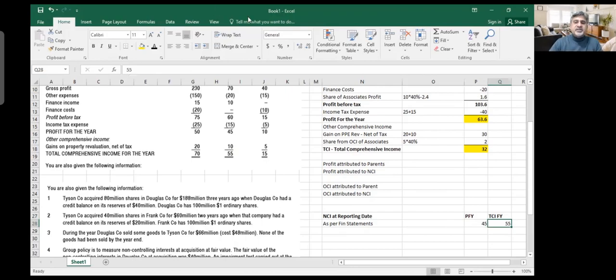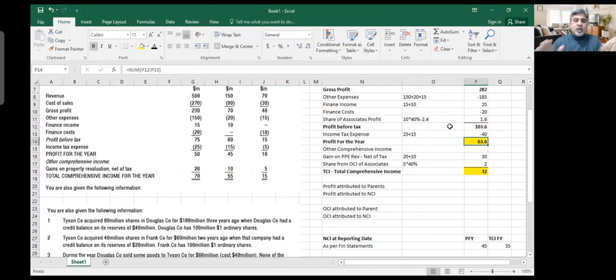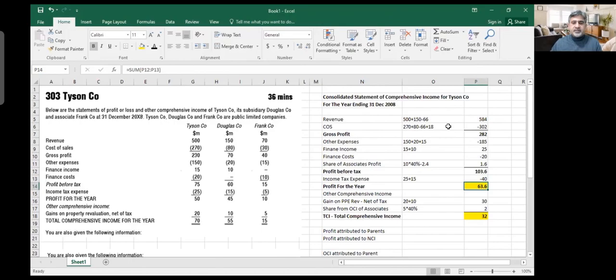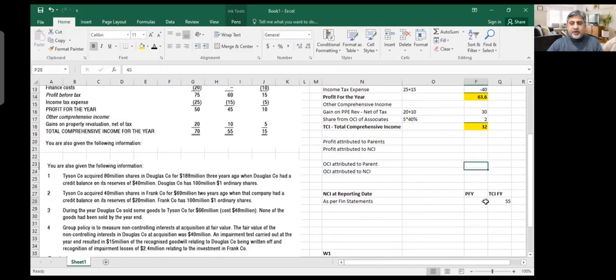I'm not giving from 63. I'm sorry for saying that expression, because 63 is a total of Douglas and Tyson, parent and subsidiary. NCI does not exist in parent. NCI exists only in subsidiary. This is parent plus subsidiary. NCI is only in the subsidiary part. So NCI will get profit from subsidiary's profit, not from parent's profit. 45 and 55, this is as per financial statements.